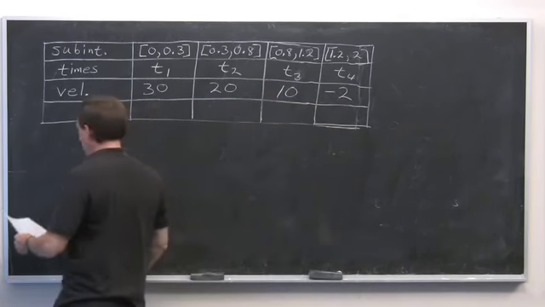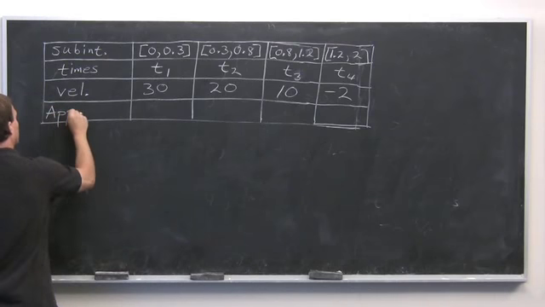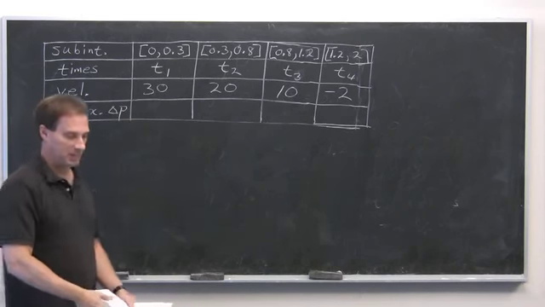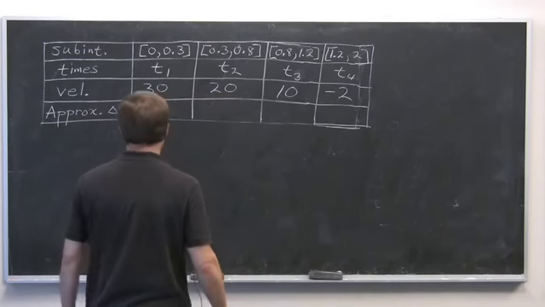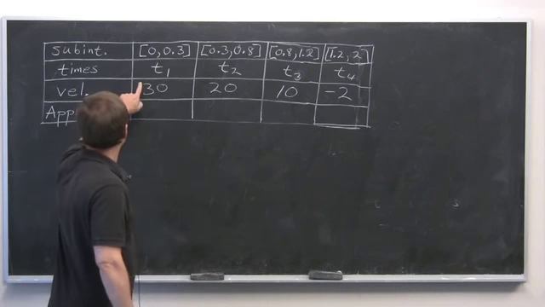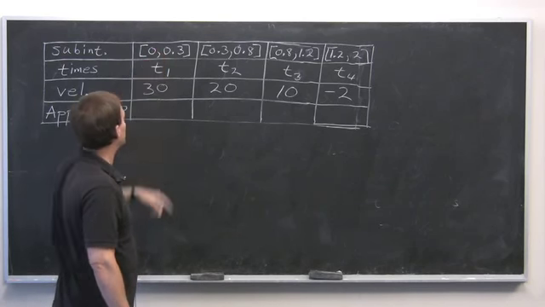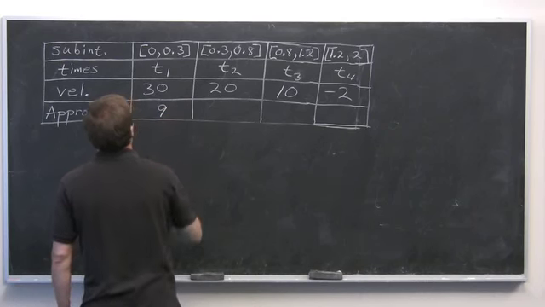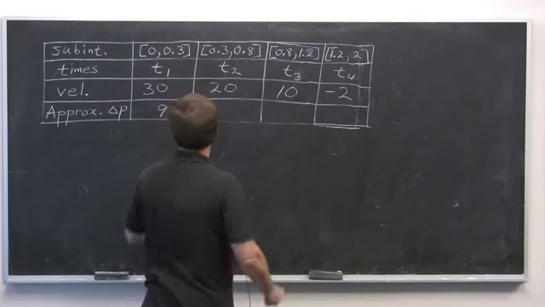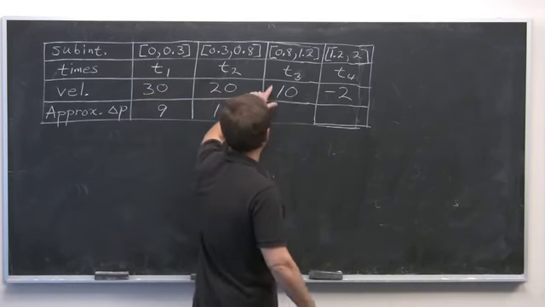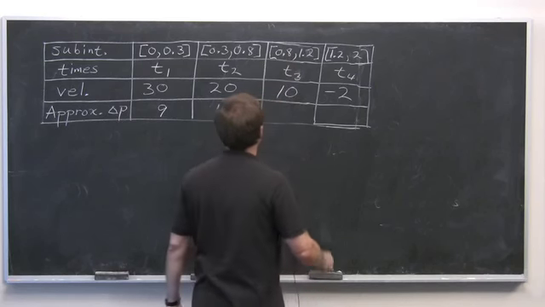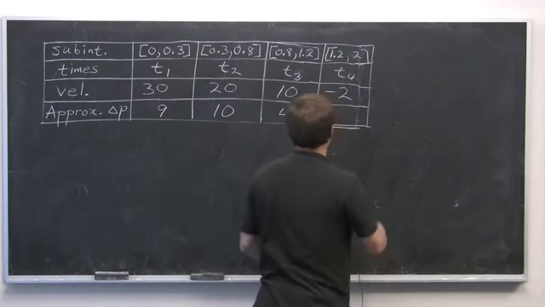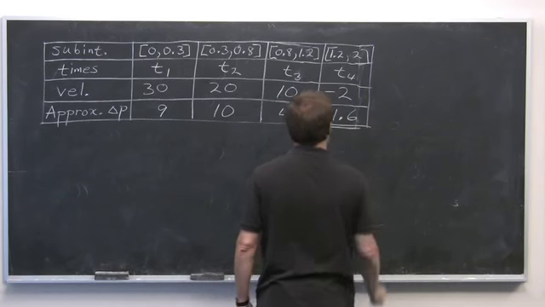And then there's the line you calculate, the approximate change in position on each of the subintervals, and then you're going to add these together. So it's this number times the length of that subinterval. Right, so this is where we got 9. And then it's this number times the length of that subinterval, 10. And this number times the length of that subinterval, which is when we got 4. And this number times the length of that subinterval, negative 1.6.